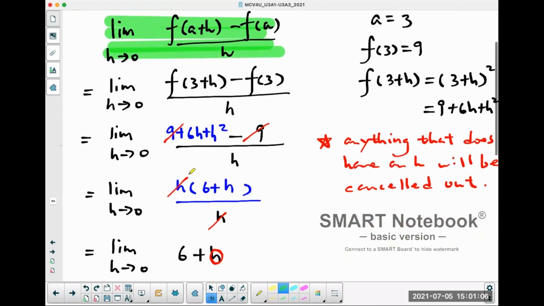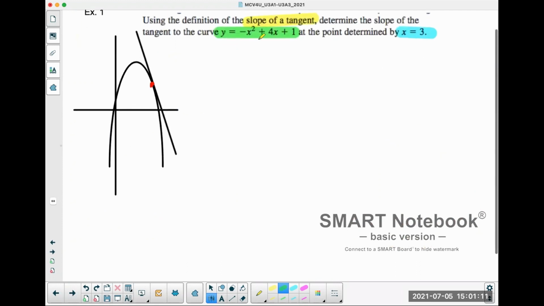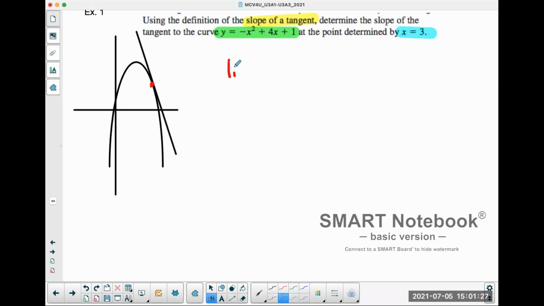Okay, let me try another example. Here's another function. Negative x squared plus 4x plus 1, which is this parabola right here. And I want to find the slope of the tangent at x equals 3 right here. So what's the formula? Let's write down the formula. Limit h approaches 0, f at a plus h minus f at a, oops, forgot a bracket there, divided by h.